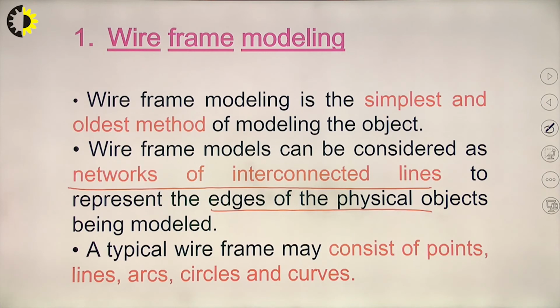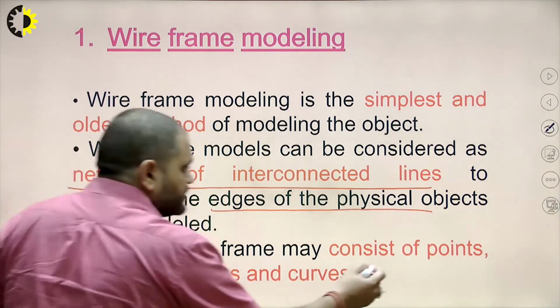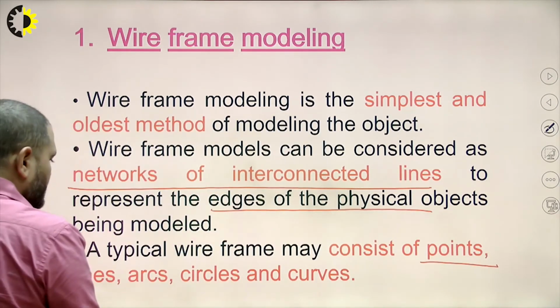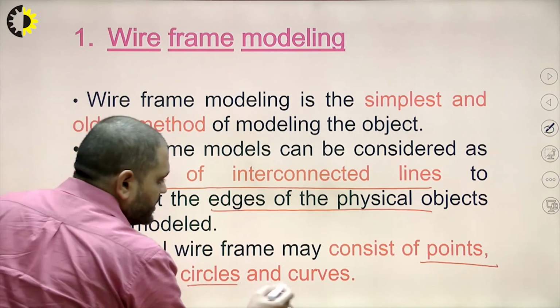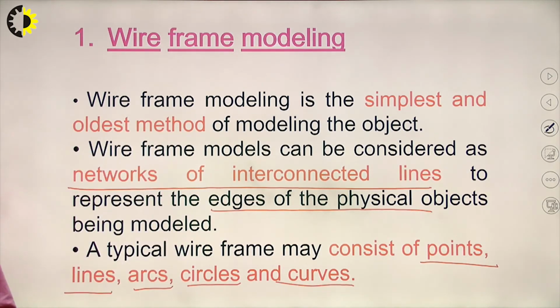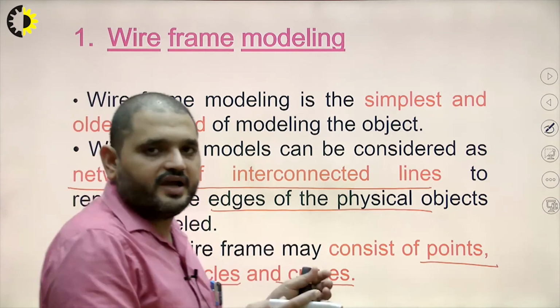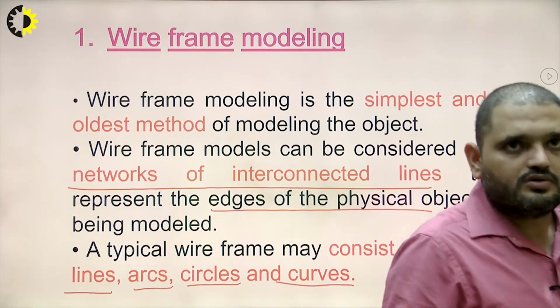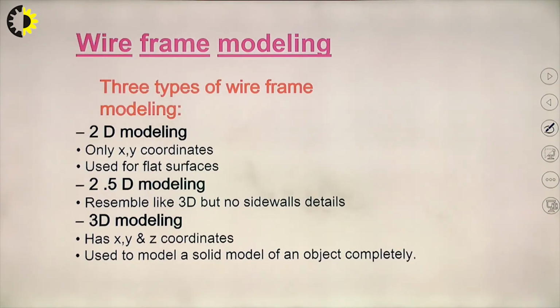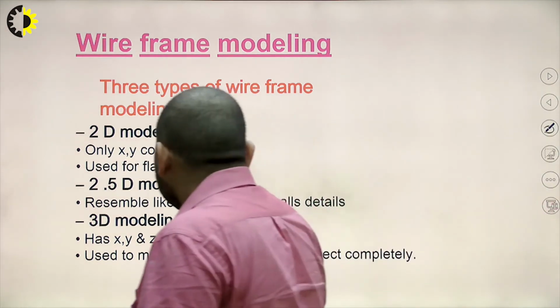A typical wireframe model may consist of points, lines, arcs, circles and curves. So using points, lines, arcs, circles and curves, we create a wireframe model. We will see a picture of that wireframe model.